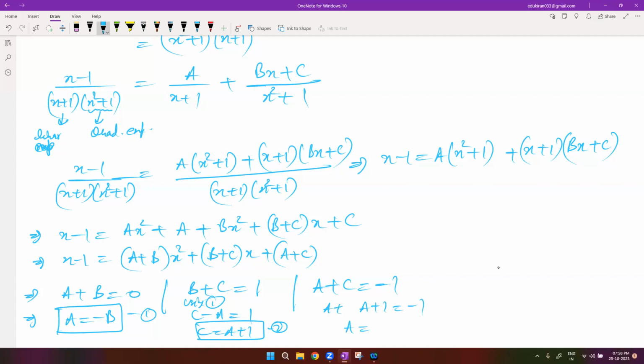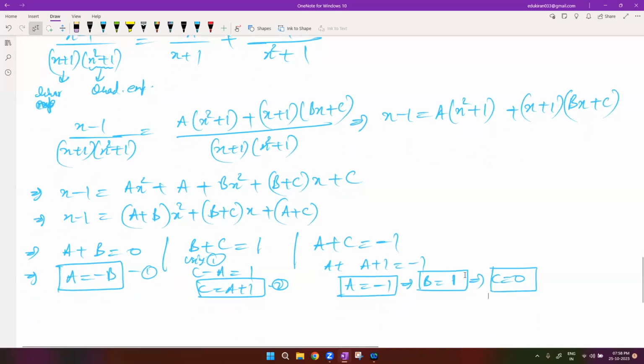then your a comes out as minus 1. You can solve this. Your a comes out as minus 1. If your a is minus 1, then you also get your b, which is again 1. And if you get a, then you also get b and also get c. C is 0.